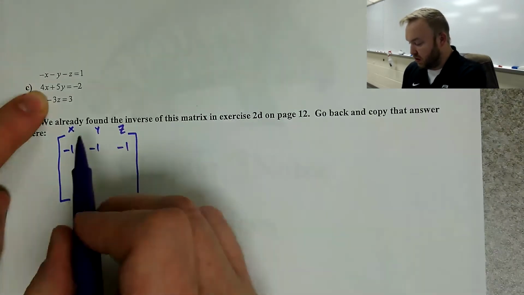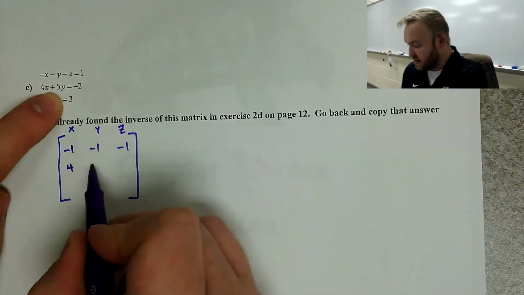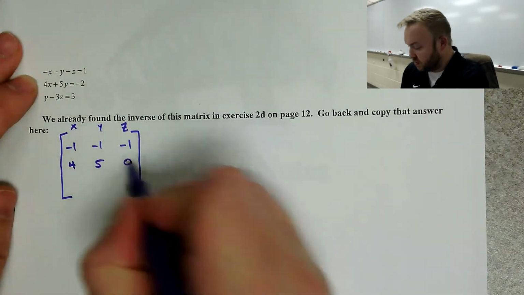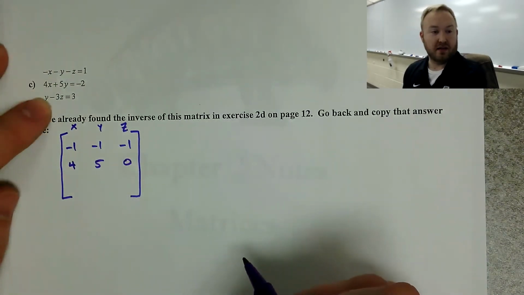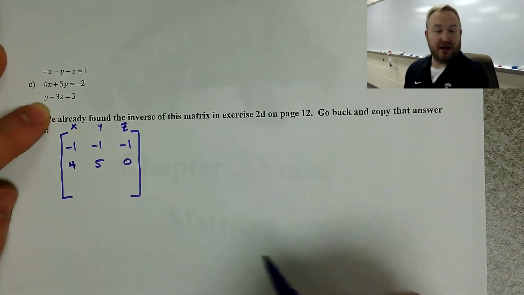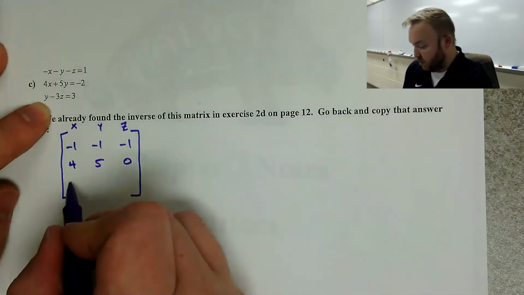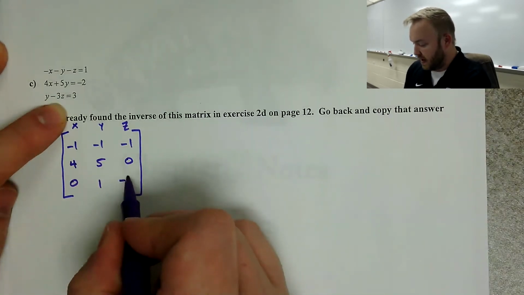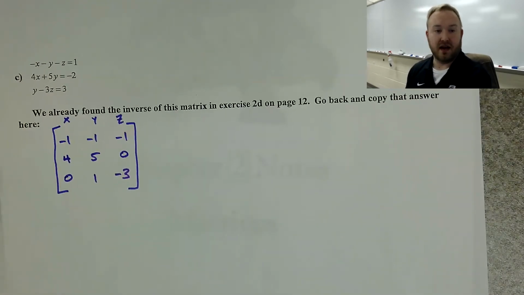My second row, the X term is 4, the Y term is 5. There is no Z in that equation, so I'll put a 0 in the Z column. In the final equation, there is no X in that equation, so I'll put a 0 in the X column, a 1 in the Y column, and a negative 3 in the Z column.